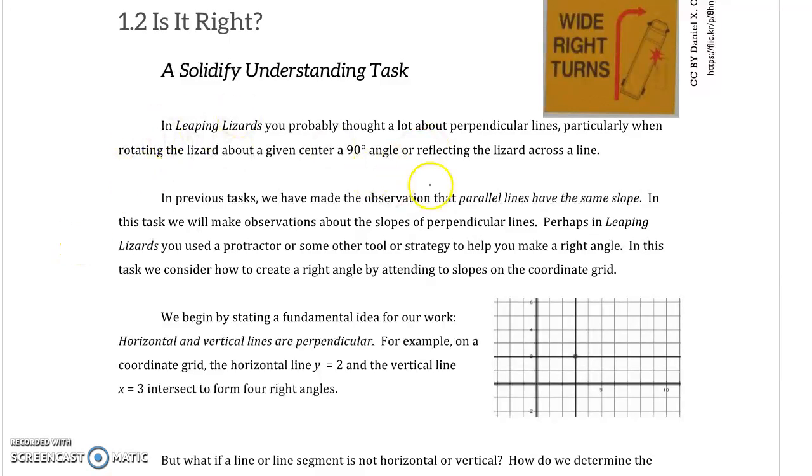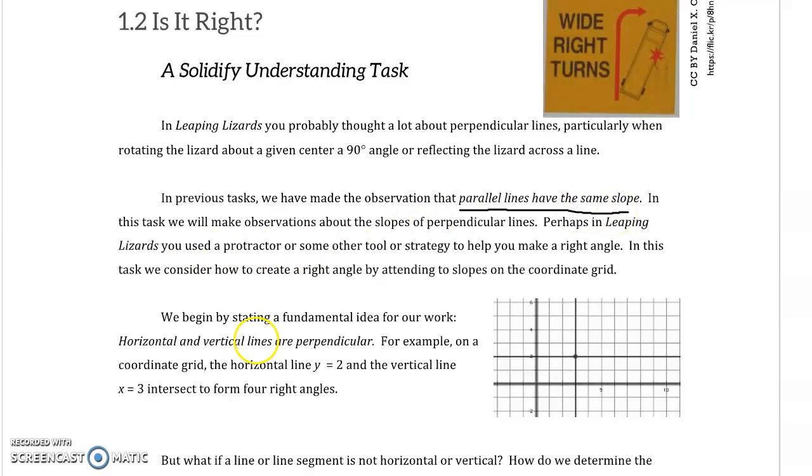So, when we were in Leaping Lizards, we talked a lot about perpendicular lines, okay? So we had a perpendicular line when we were rotating 90 degrees. We had a perpendicular bisector when we reflected the lizard across the line, okay? We know some stuff about parallel lines. We know that parallel lines have the same slope. Well, that's nice and easy.